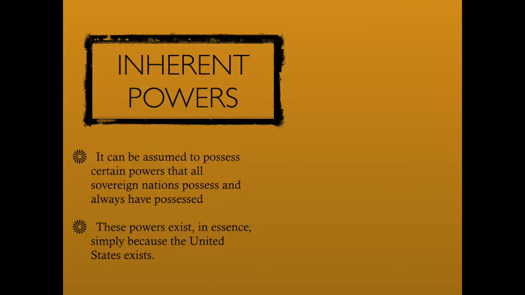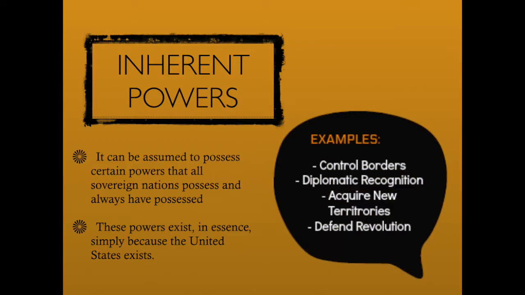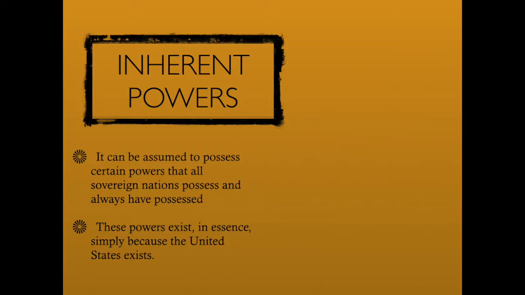These powers exist in essence simply because the U.S. exists. There are not many of these inherent powers, but some are quite important. They include the power to control the country's borders, to give or refuse diplomatic recognition to other countries, to acquire new territories for national expansion, and to defend the government from revolutions. If we were to put inherent powers in our Venn diagram, it would definitely fall under the shared category.